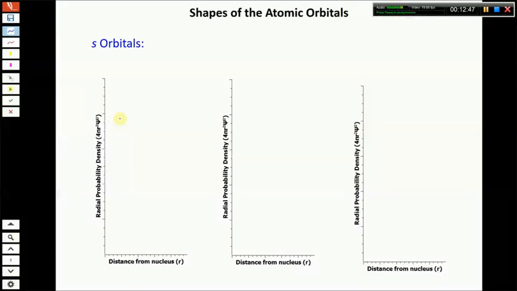All right, so let's talk about s orbitals first. Remember that s means L equals 0. We talked last time about how the value of L is the primary designator of what the shape of the orbital will be. So every s orbital is going to have the same basic shape. And it's a very simple one for s orbitals. They're going to be spherical.